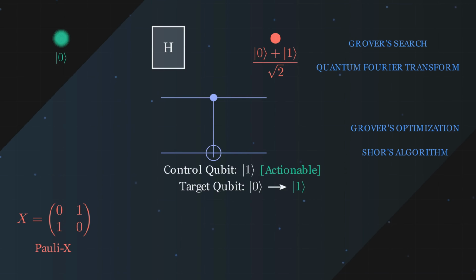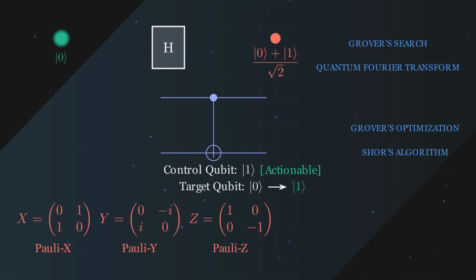Pauli gates adjust states or phases of qubits for fine-tuned computations. They act as precision tools in quantum manipulation, enabling precise qubit control, modifying angles theta and phi in the state equation.